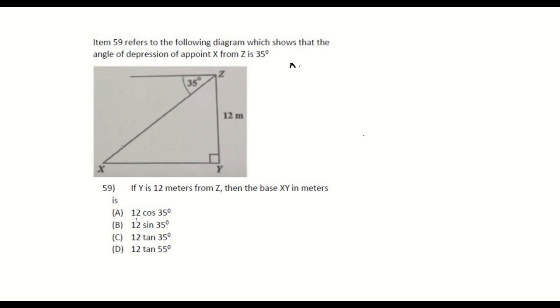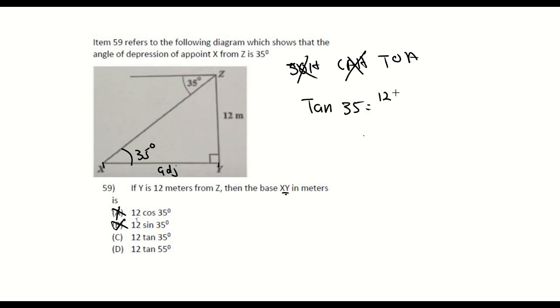So this is 35 degrees, right? I am trying to find XY, which is now known as my adjacent, right? So I am looking for SOHCAHTOA. So anything with hypotenuse would be out. So it's not sine and it's not this. So I have tan opposite, which is 12. Tan 35 is equal to 12 over my adjacent, right?